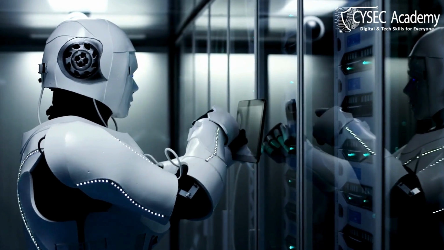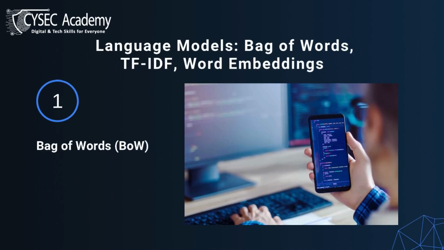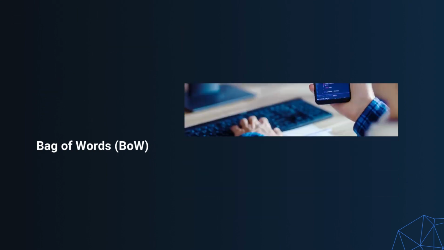Let's explore some of the language models. 1. Bag of words, BAW. The bag of words model represents text by counting word occurrences, ignoring grammar and word order, and forming a matrix of documents and their word frequencies. Features. Shows how often each word appears in a document. Limitations. Ignores word order and context, losing meaning.